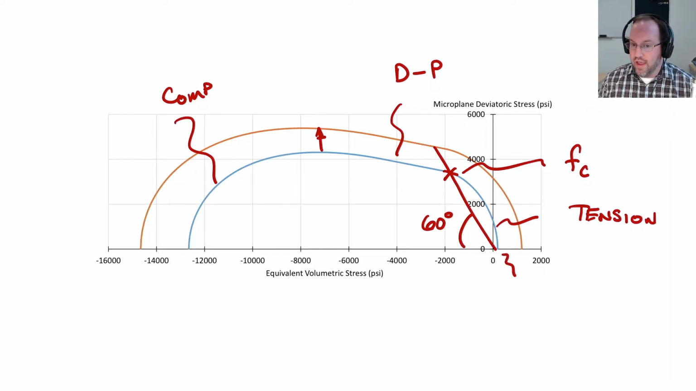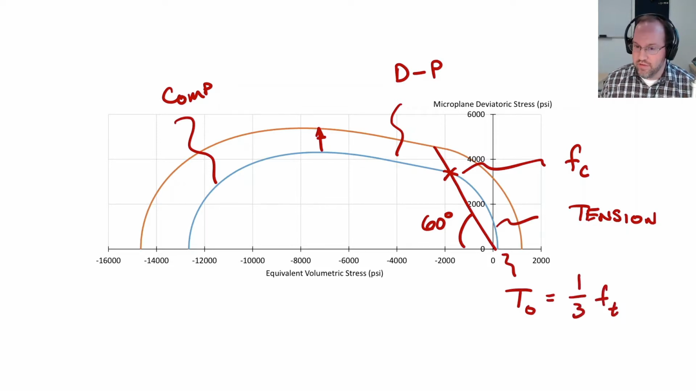If you have a hydrostatic tension pressure on there, this point is called T0, and that's going to be approximately equal to 1/3 times your tension strength. Now, on the other side of this diagram, where we have this hydrostatic compression, usually that's about equal to 2 times your uniaxial strength right there, within reason. So that's an approximation that usually we don't have test data for.